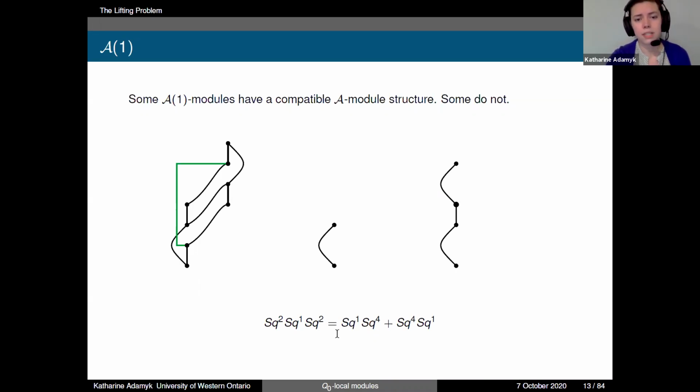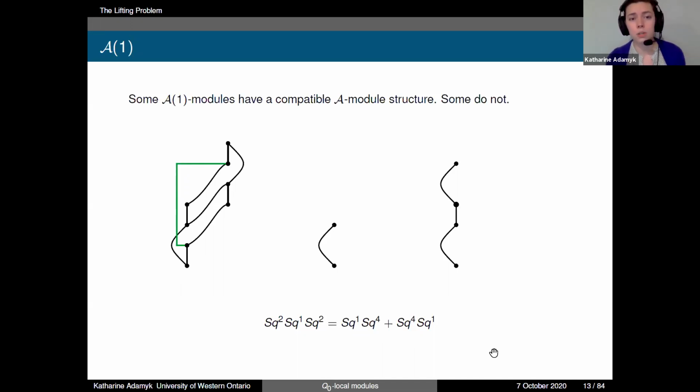So I can see, if, for example, I look at the bottom class and act on that by square 2, square 1, square 2, I get the class in degree 5. If I act on this by square 4, square 1, I get the class in degree 5. And then square 1, square 4 acts trivially, so that doesn't contribute. So this relation is satisfied by the action of square 4 that I've put on A1 here.